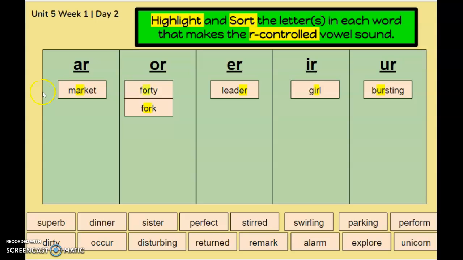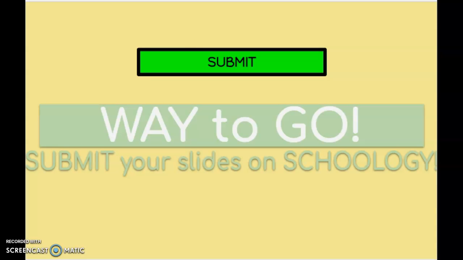So when you complete your work today, you're going to be highlighting and sorting these words that make the R-controlled vowel sound. So you see I have examples in each of these columns, A-R, O-R, E-R, I-R, and U-R. You could highlight and then sort, or sort and then highlight, but please make sure you are doing both. You are highlighting the R-controlled vowel sound in each word and sorting them in their proper place. Then you will submit your slides. Good luck!